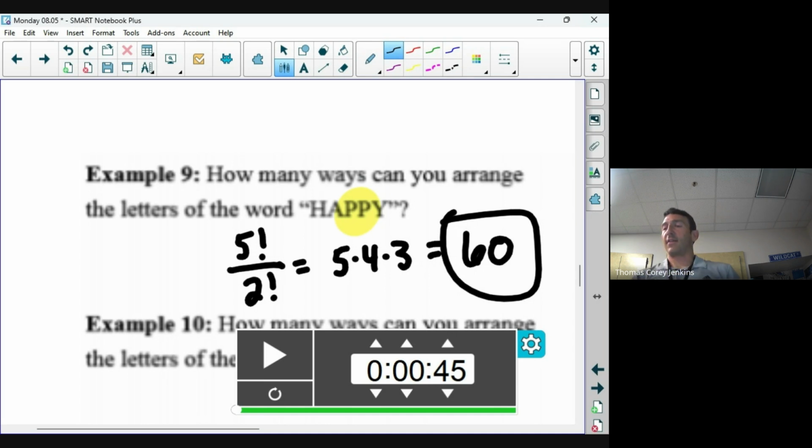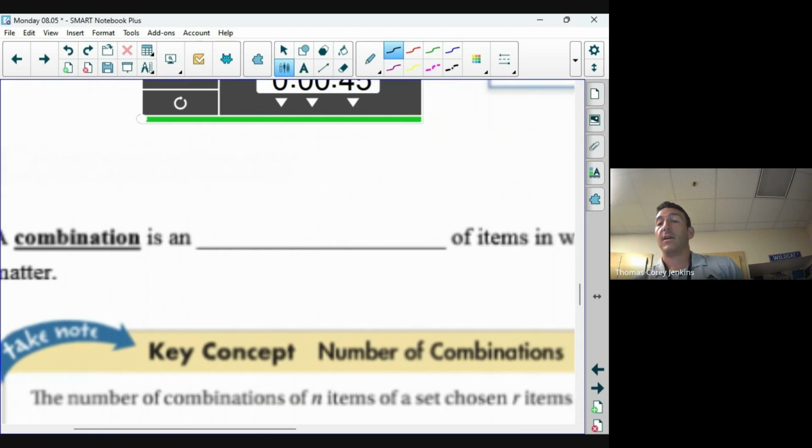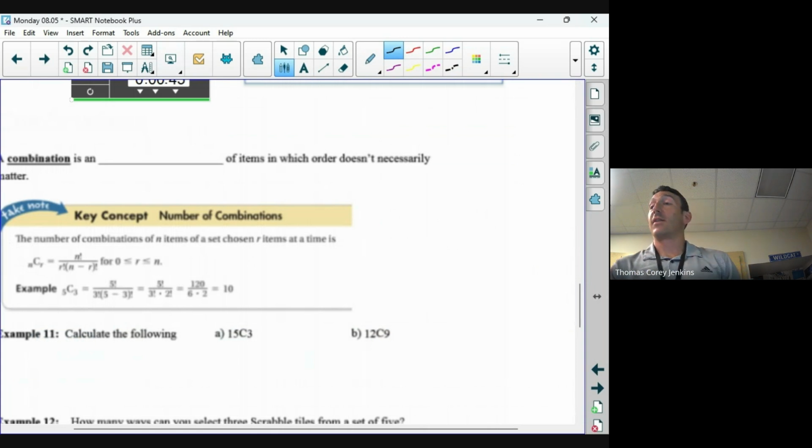I don't know that you'll run into that on your homework, but if you do. Either way, it's a good segue into our combinations, which is where we'll finish. So just like a permutation, a combination is also an arrangement of items.